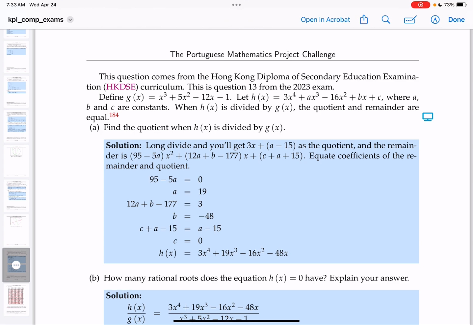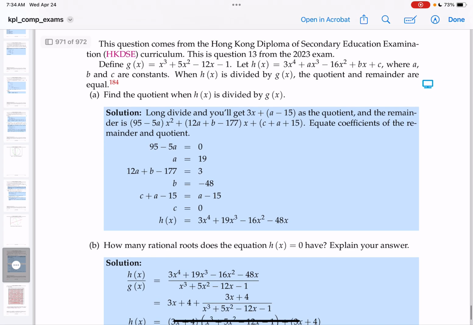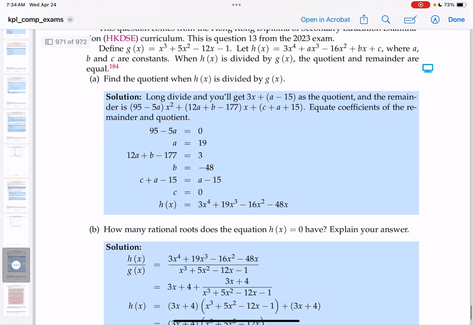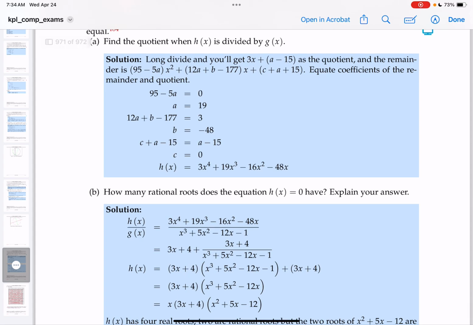It says define g of x to be this. I see that. H of x to be that. I see that. Where a, b, and c are constants. They say when h is divided by g, the quotient and the remainder are equal. Find the quotient when h of x is divided by g of x. And the other question is, how many rational roots does the equation h of x equals 0 have? Explain your answer.